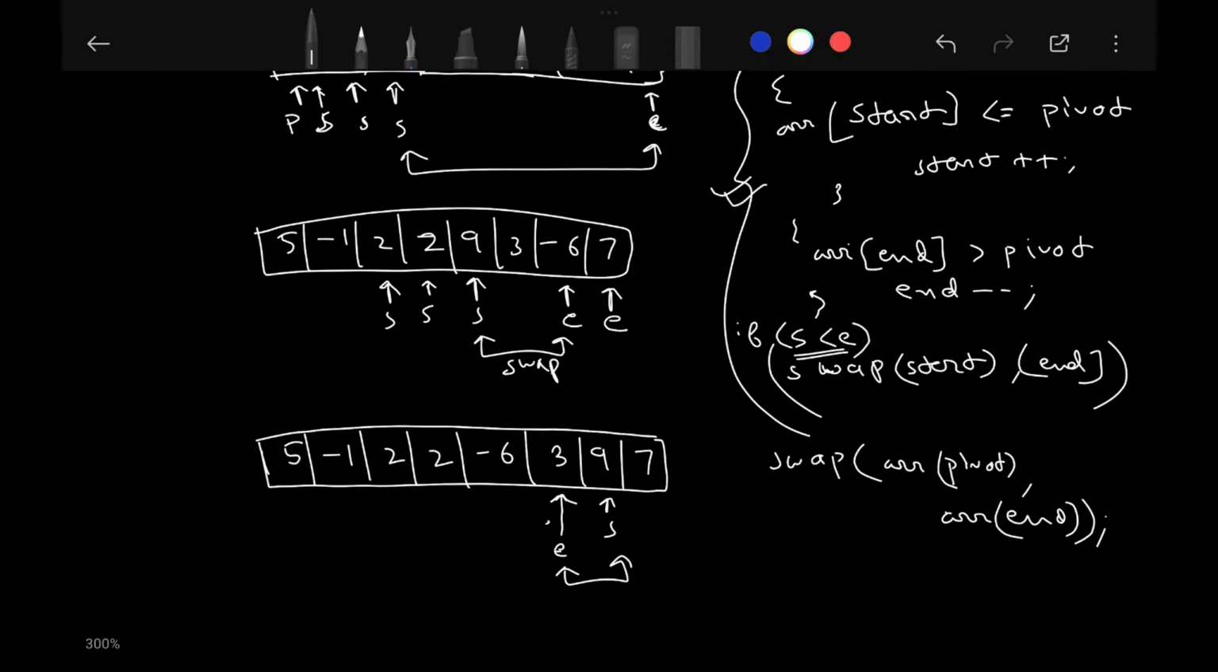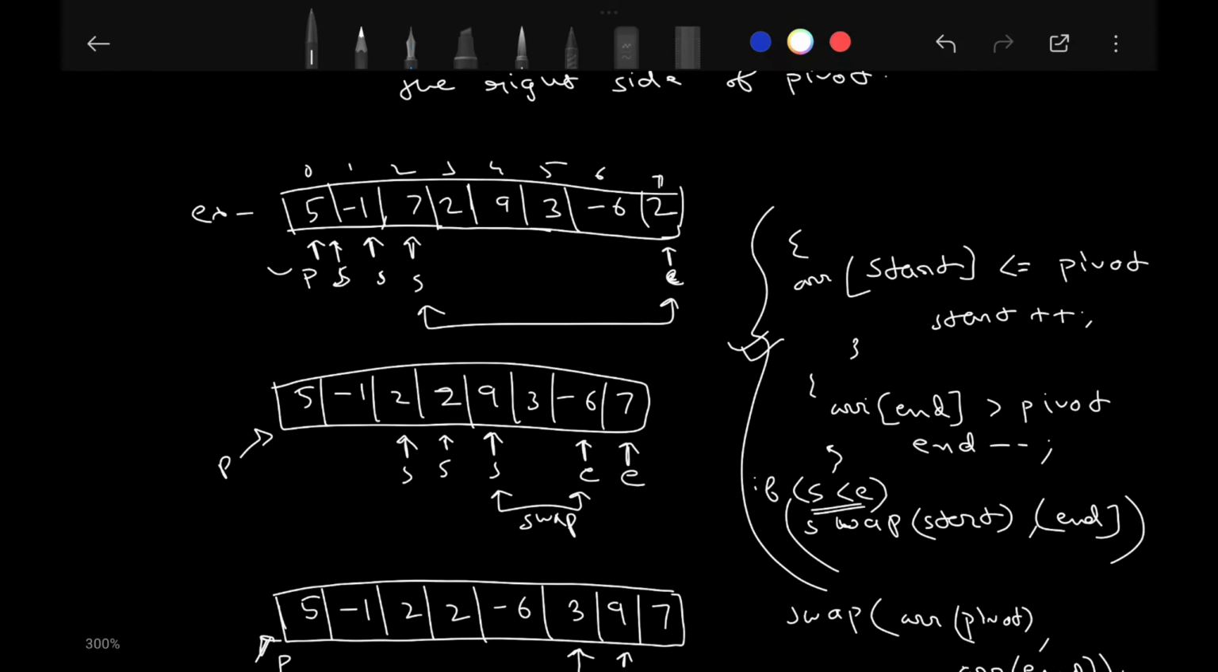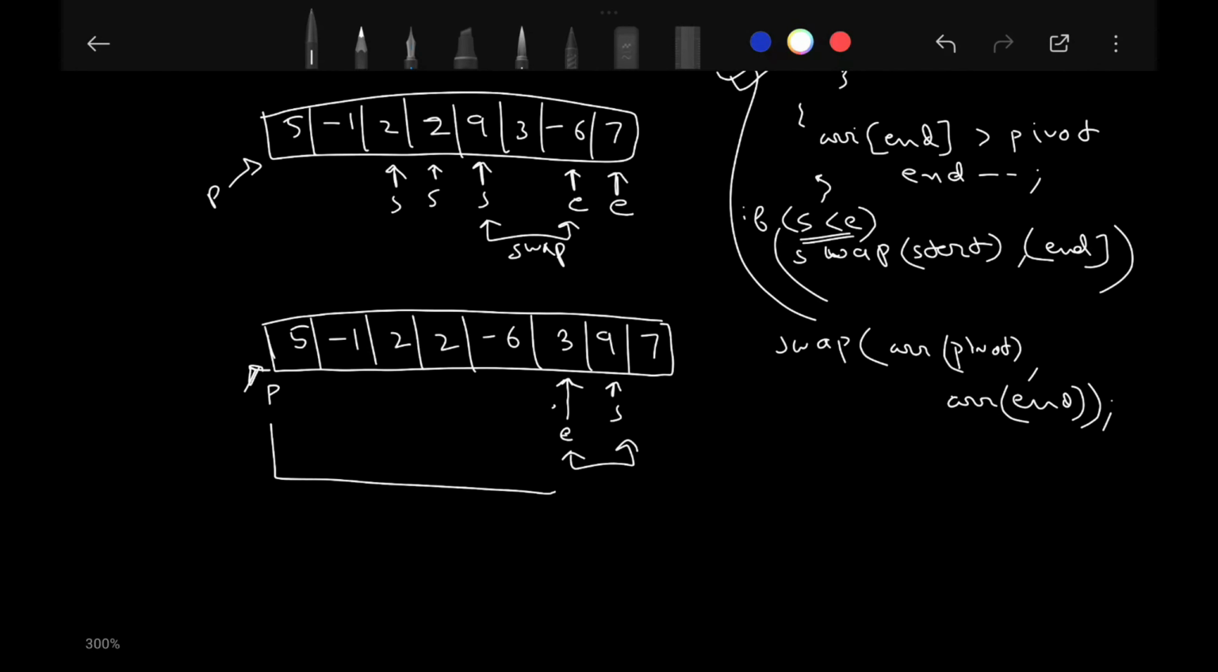We perform the swap between the pivot and the end. As you can remember, our pivot was always pointing towards the first index. Now we just simply swap our pivot with our end index, and what does it give us?